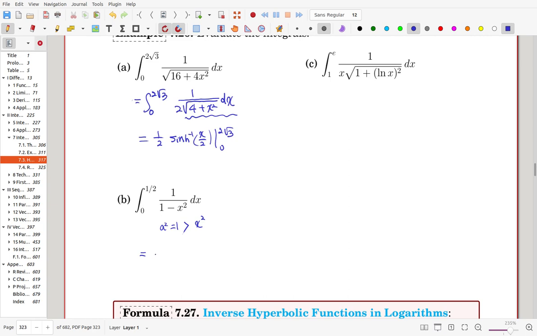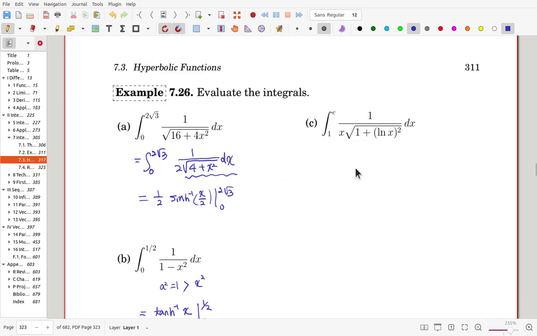And then that is now inverse tangent hyperbolic of x over a. Now a is 1, so here now from 0 to 1/2, right? So you can finish the computation.